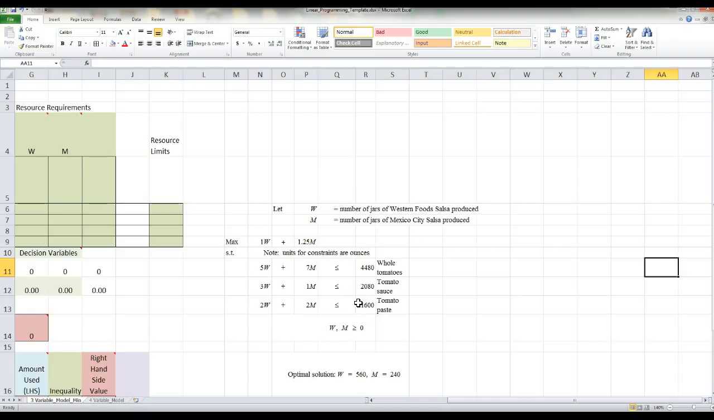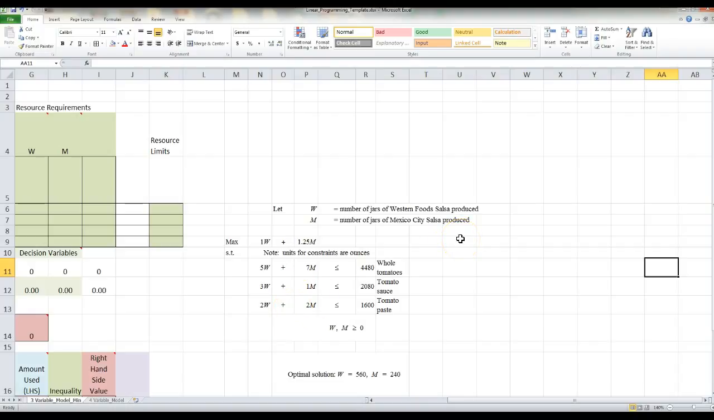And we're also told that to make a jar of Western Food Salsa, it takes 5 ounces of whole tomatoes, it takes 3 ounces of tomato sauce, and 2 ounces of tomato paste. And respectively, for the Mexico City Salsa, it takes 7 ounces of whole tomatoes, 1 ounce of tomato sauce, and 2 ounces of tomato paste.